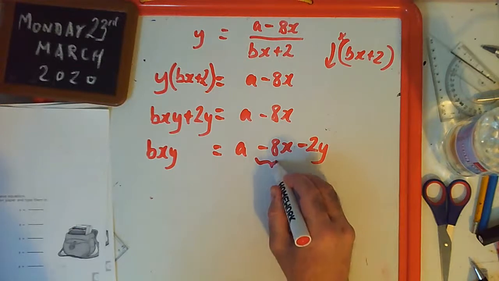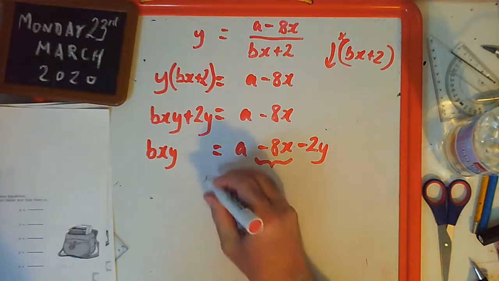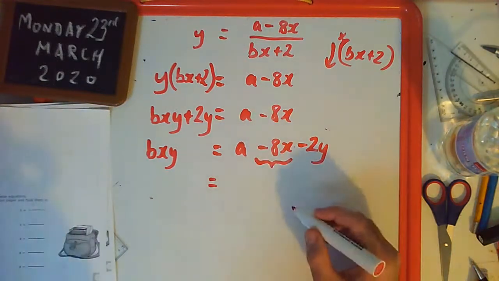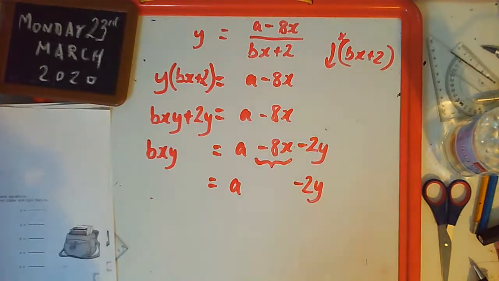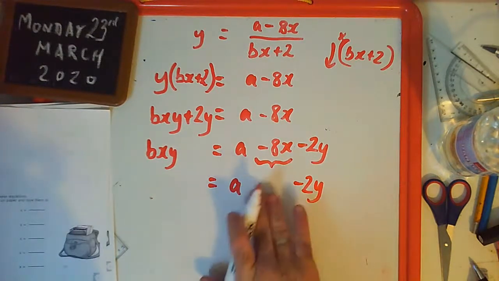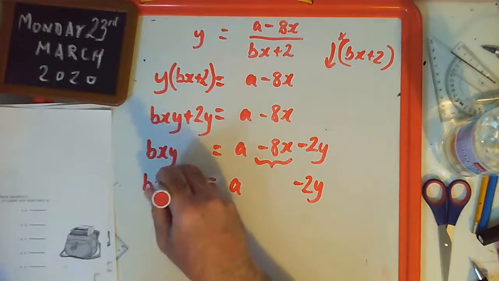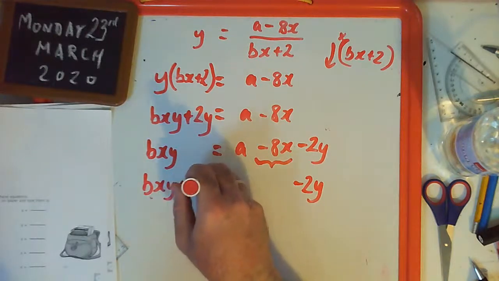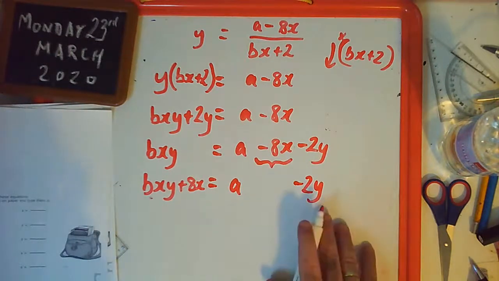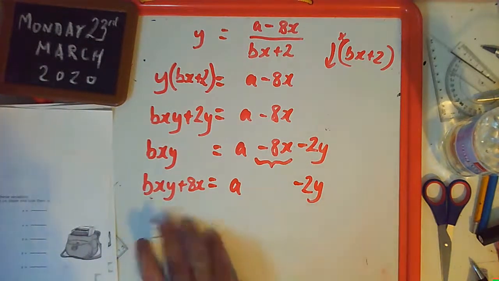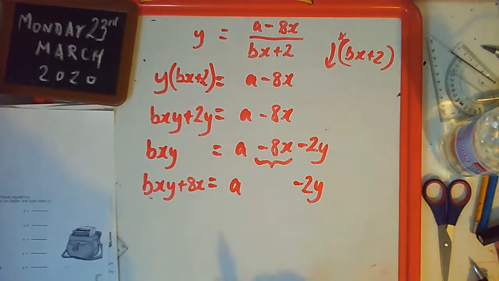So now I've still got a minus 8x over on the right that I don't want to be there. So I'm going to get rid of that minus 8x by adding 8x to make the minus 8x disappear. But if I'm adding 8x on the right, I've got to add 8x on the left. So bxy plus 8x equals a minus 2y. So now I've got all my x stuff on the left and all my non-x stuff on the right.